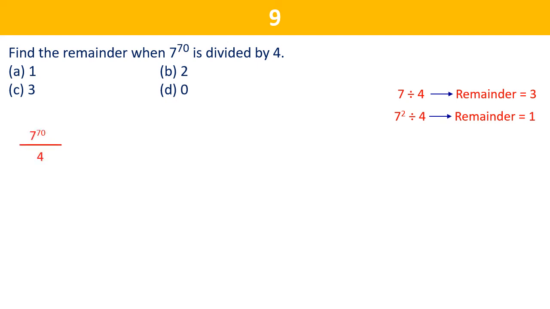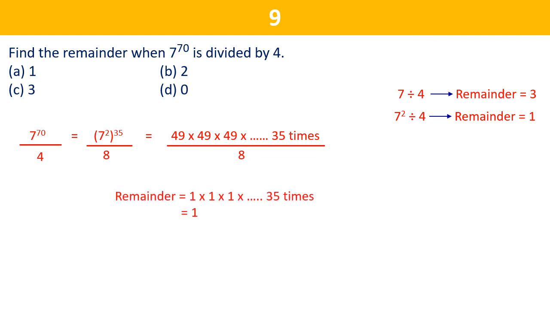Now this is giving a useful result to simplify this question. So 7 to the power of 70 divided by 4. Here also I will make the clusters of 7 squared. So there will be 35 such clusters of 7 squared. So that is equal to 49 into 49 for 35 times, everything divided by 4. If I divide every 49 by 4, the remainder obtained will be 1. So I will get 1 into 1 for 35 times. The product of all these remainders is 1. So the final remainder when I divide 7 to the power of 70 by 4 will be equal to 1.